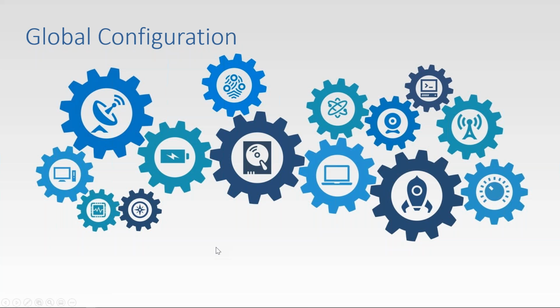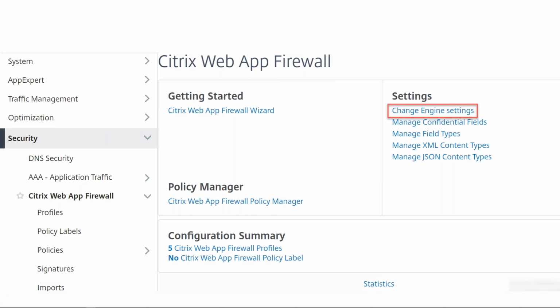So let's look at WAF's engine settings. Since we know that we're changing everything, we need to pay attention to this. These settings affect all policies and profiles and all requests and responses by WAF. So to get here, I expanded Security, Citrix Web App Firewall, and under Settings, I can access this Change Engine Settings.